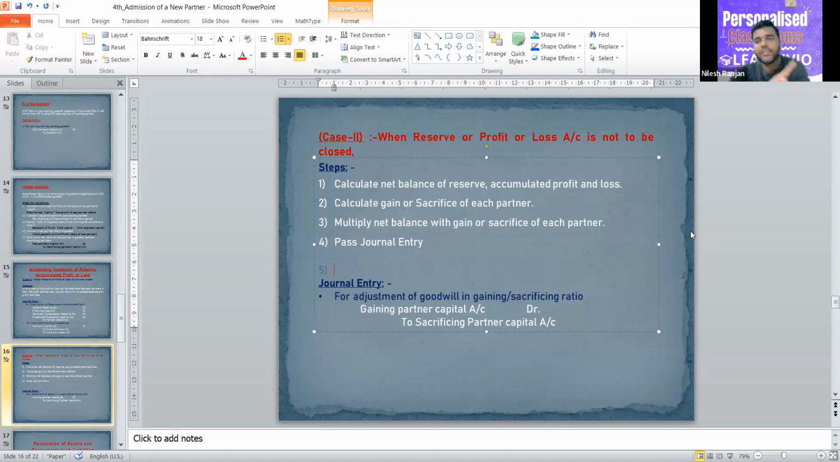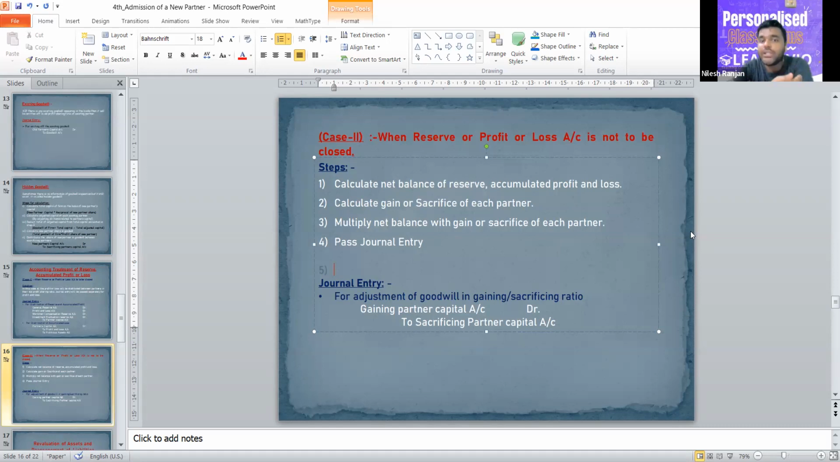So I have given you an example for two items, but there can be more than 3 or 4 items. So in that case, you have to see which one is profit, which one is loss, and then you will calculate the net balance accordingly. Okay, sir. So the first step is to calculate the net balance of reserve, accumulated profit and loss.